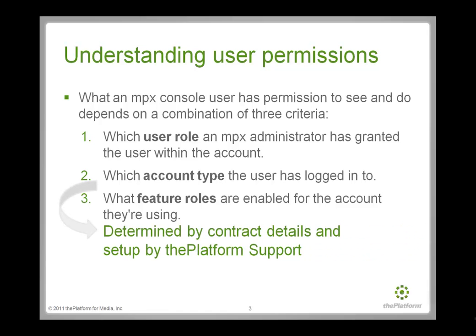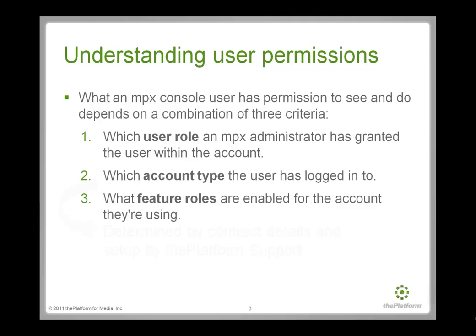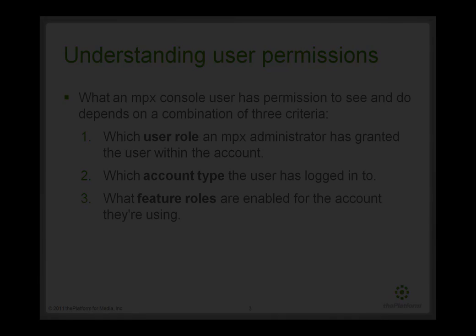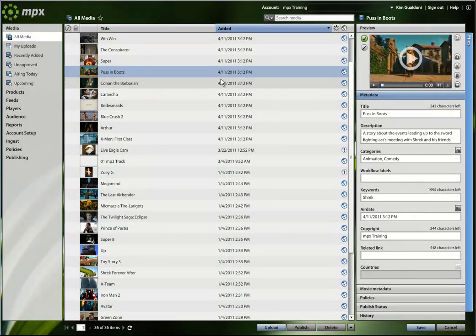While an MPX administrator can assign user roles directly in the MPX console, account types and feature roles are set by the platform support. These are typically determined by the contract details, and we won't talk about them in this video, other than to note they do play a part in what a user can see and do in an account. If a user can't see a certain feature or tool in the console, it's probably because of the combination of user role, account type, and feature role they have access to. Now that we know more about how MPX permissions work and the different user roles available, let's take a look at how the console views differ for each of the user roles.